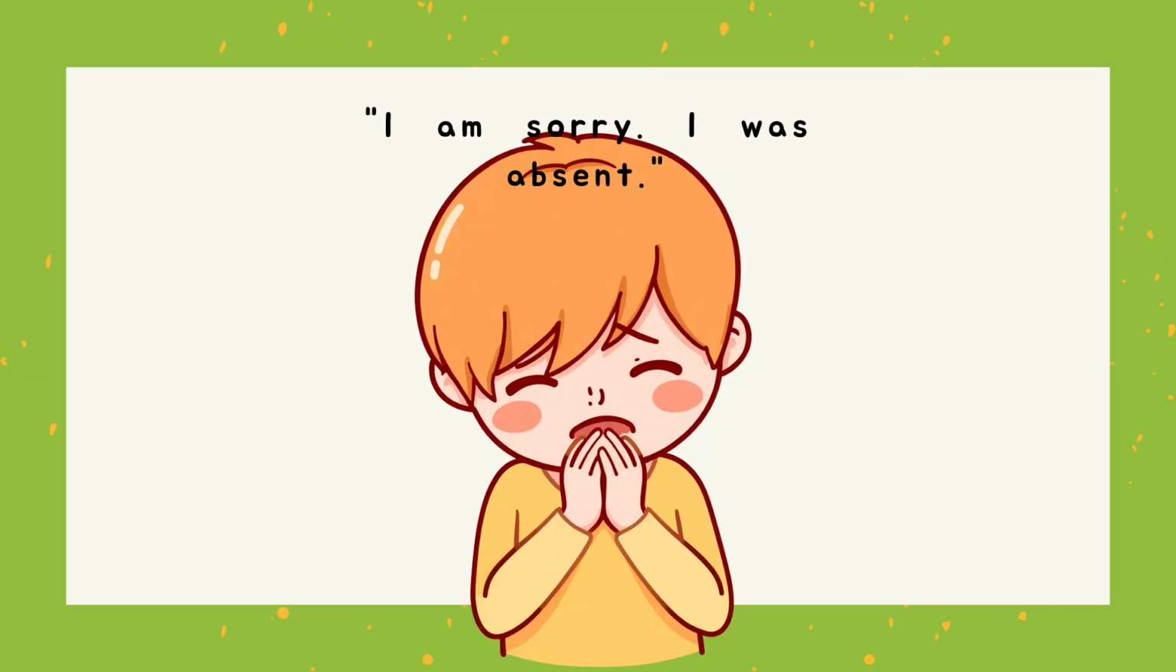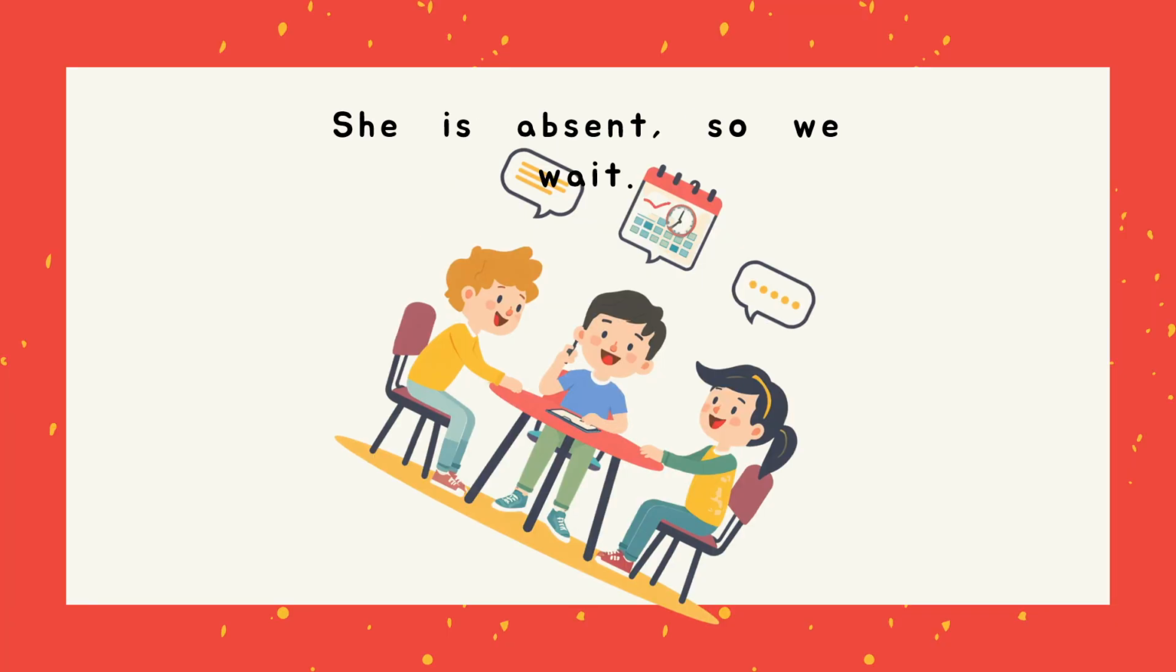Sometimes, we need to say sorry for being absent. We can say, "I am sorry. I was absent." This shows we care and understand that people noticed our absence. What do we do when someone is absent? We can wait for them. We can say, "She is absent," so we wait. We can also make new plans and meet them later.